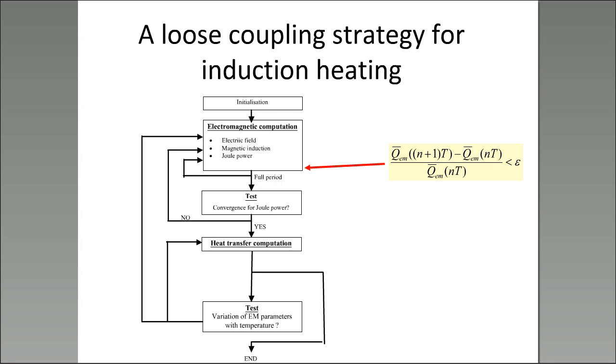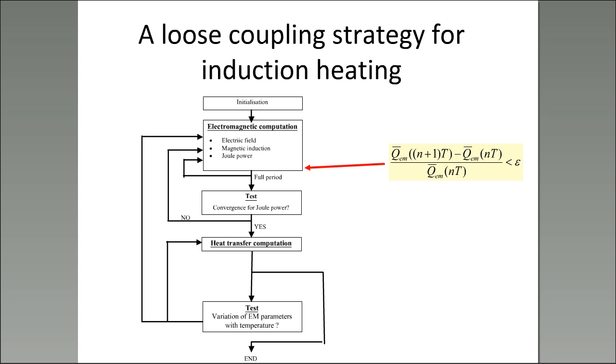It means that we are going to solve the electromagnetic field problem over a full period, for instance trying to access the joule power. And as you can see on the right-hand side, if we have converged between two periods over the electromagnetic heat source term, then we consider that we have converged, and we move to the heat transfer computation, and we do heat transfer computation as long as the electromagnetic parameters have not changed too much with respect to temperature.